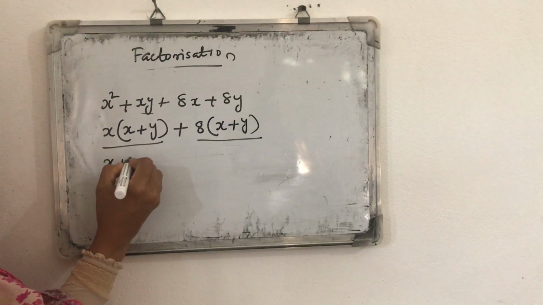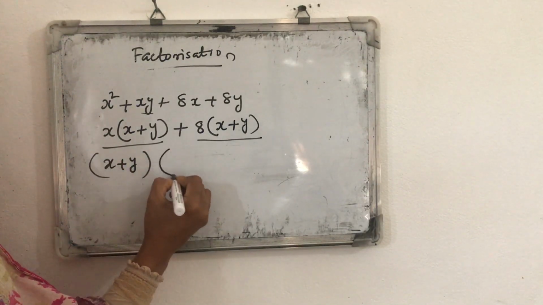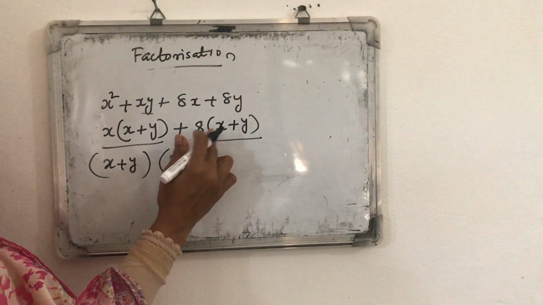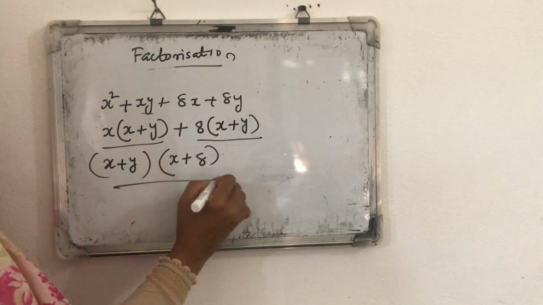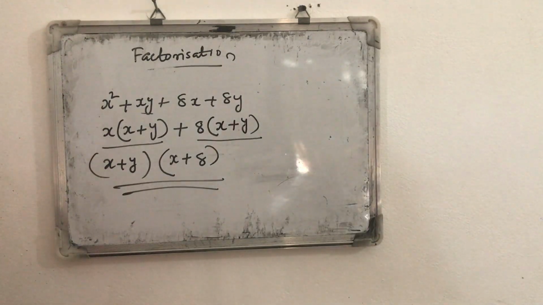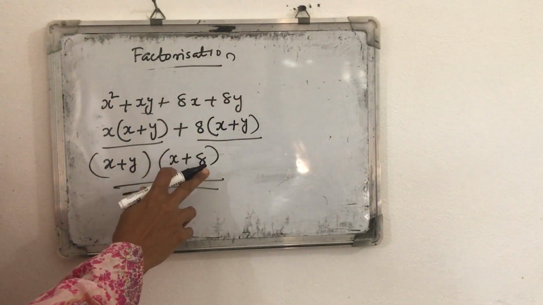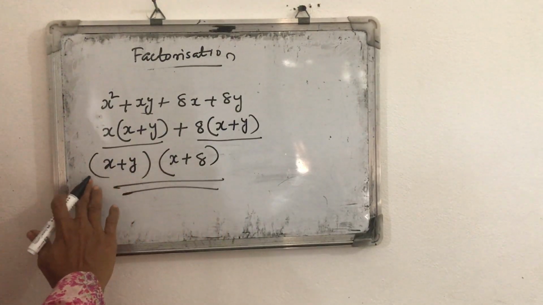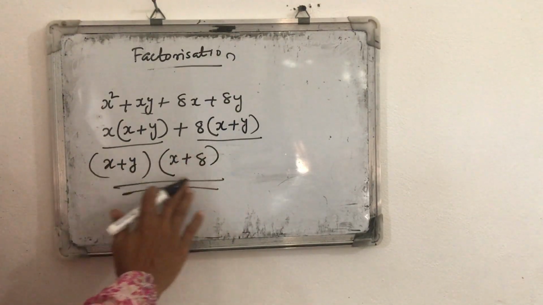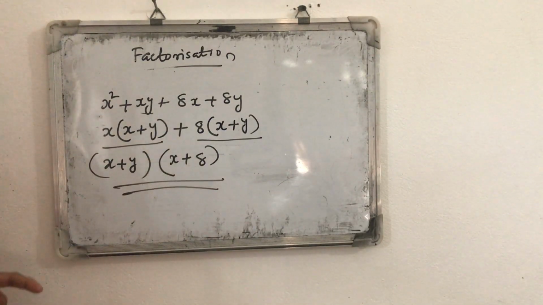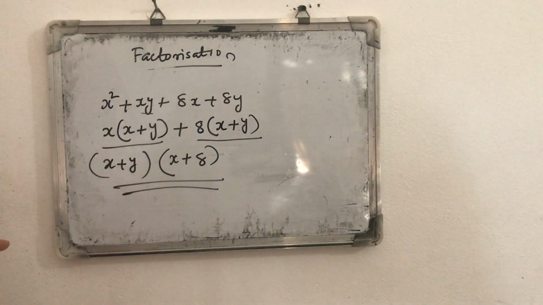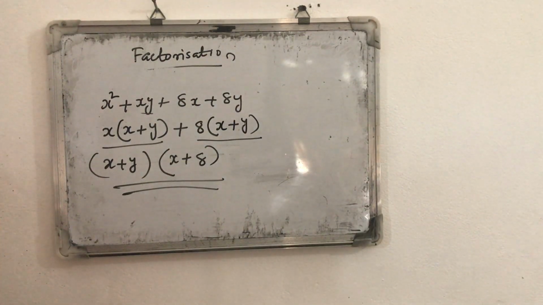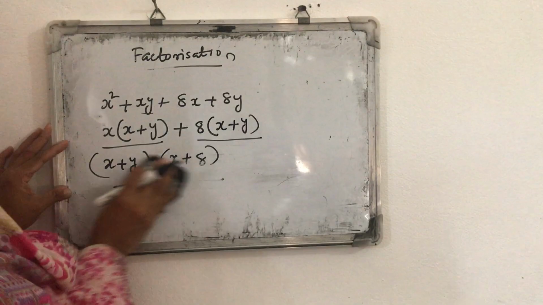So we can take x plus y outside. What is remaining? In the first term remains x, in the second term remains 8. So this factorization form is x plus y into x plus 8. Here also you look, this is one term, not two terms. So this is the factorization using regrouping. In this way we can find different factorizations. One more question.